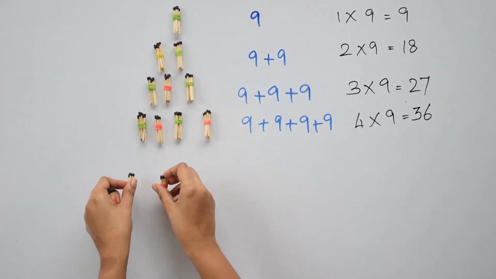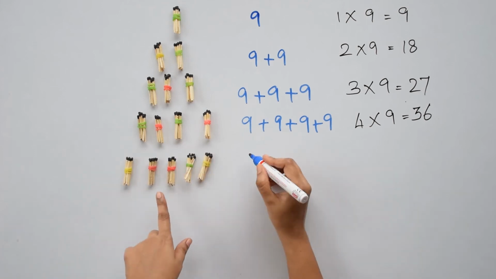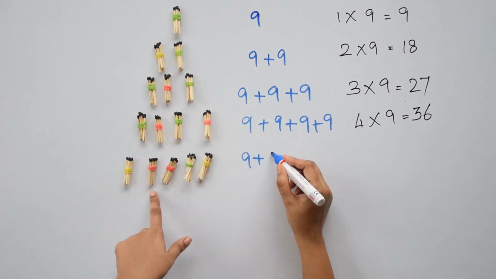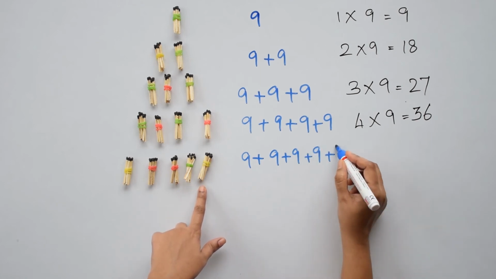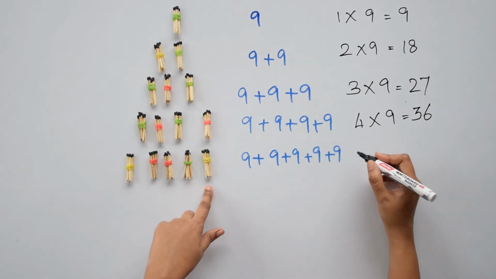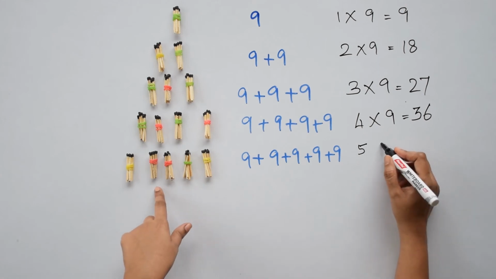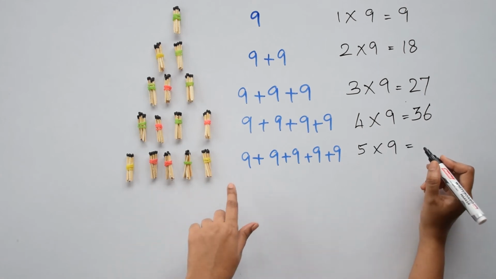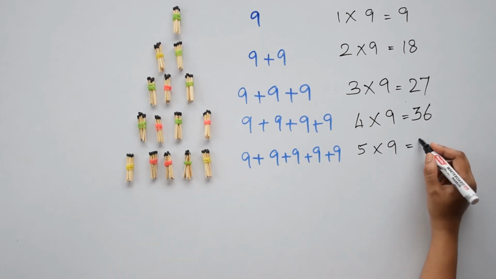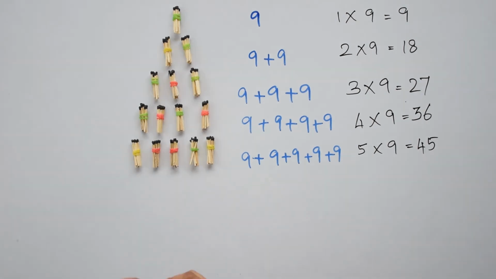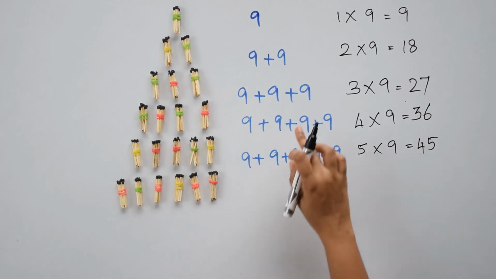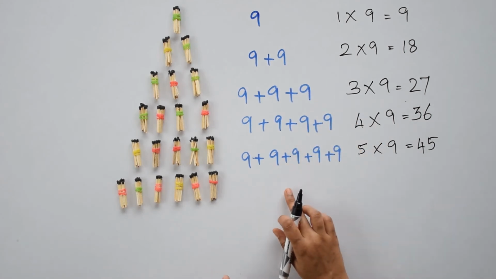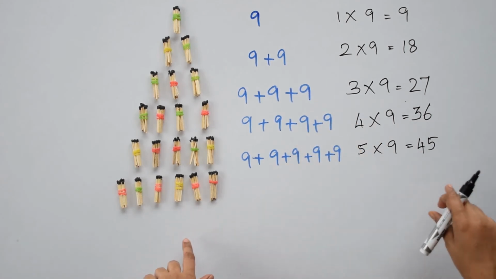Next we'll take 5 bundles of 9s. This is 9 plus 9 plus 9 plus 9 plus 9. Since there are 5 bundles, this is 5 times 9 and the total is 45. To continue, next let's take 6 bundles of 9s. Since we know this fact already, we will directly write the multiplication tables from here on.